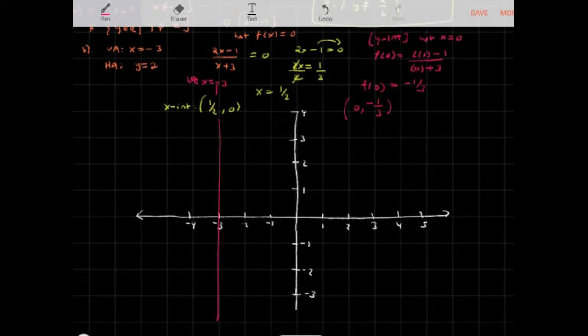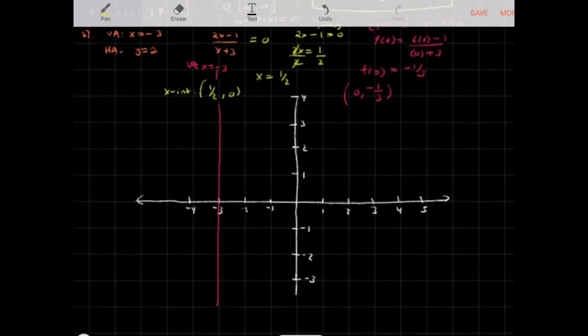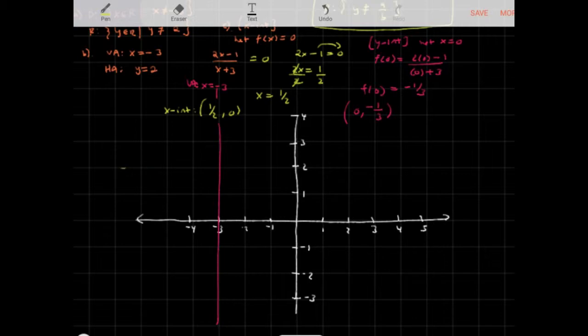And we have a horizontal asymptote of y is equal to 2. Let's do that in green. Okay, y is equal to 2, so it's going to be somewhere up here. Okay, so it's y is equal to 2.